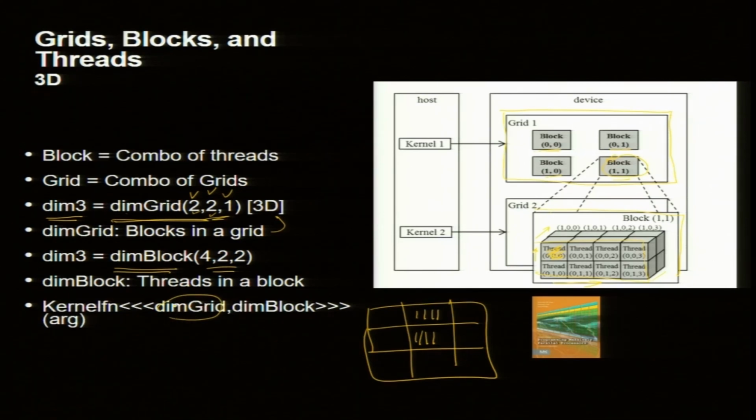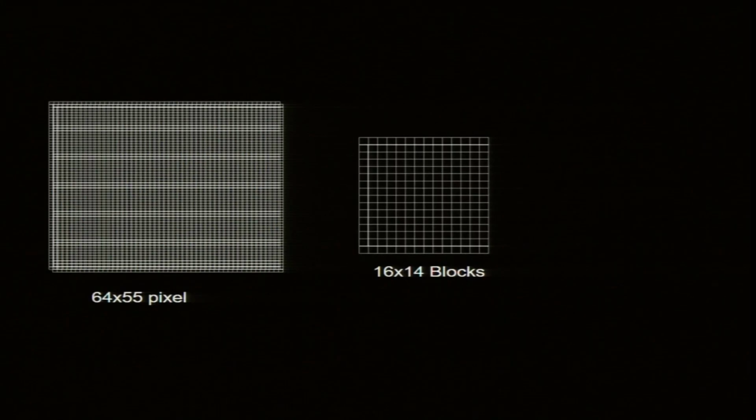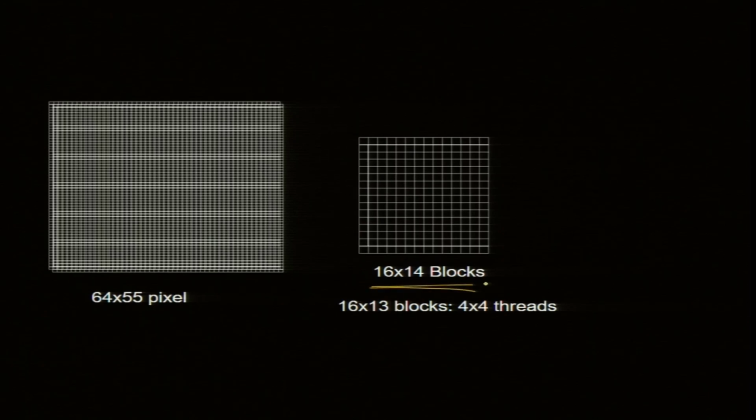So, it need not be just a number; it can be an object which has 3 directions, a mini array in fact. To give an example, let us say we have an image of 64 by 55 pixels. Our images right now are much more dense, like a 4K television. It has a huge number of pixels, but this is for illustration. So, we divide it into 16 by 14 blocks. There is a reason why I am doing it.